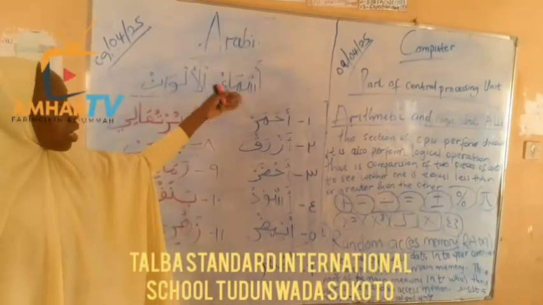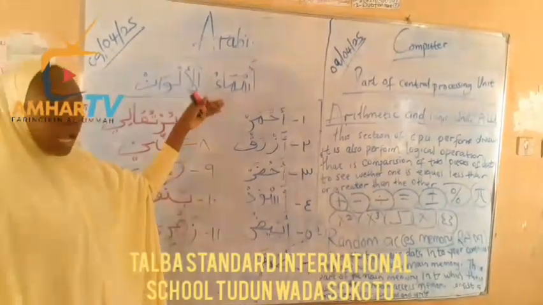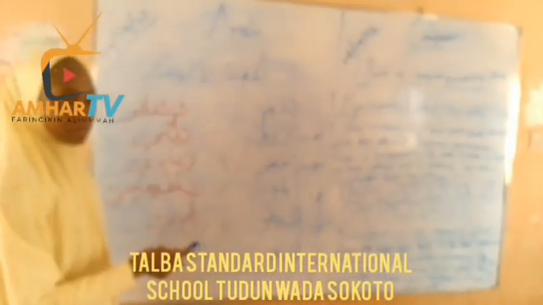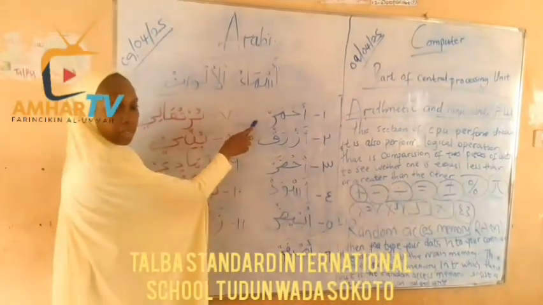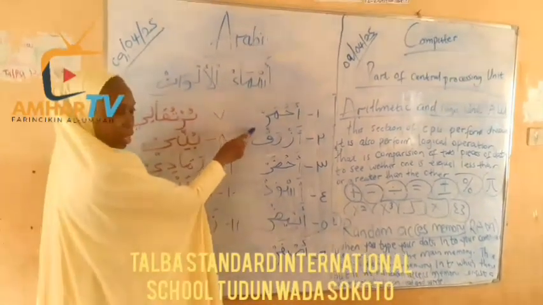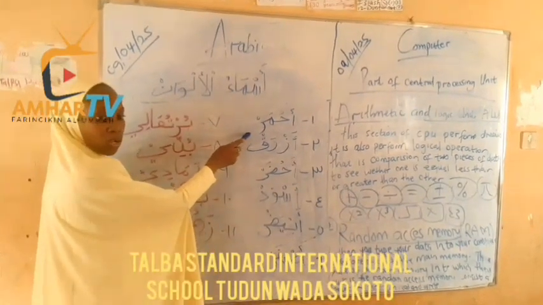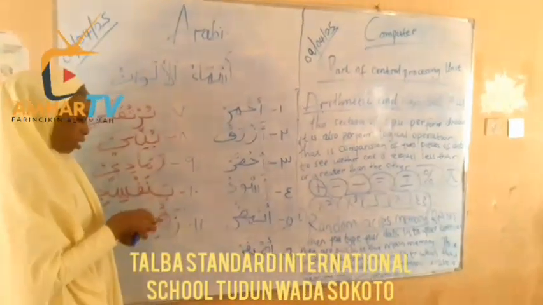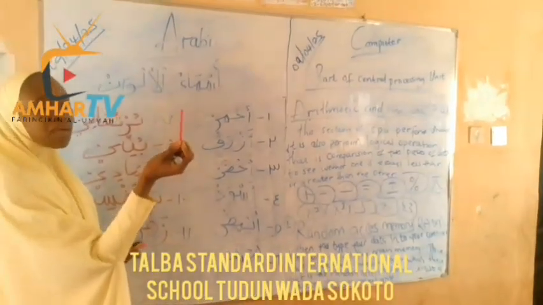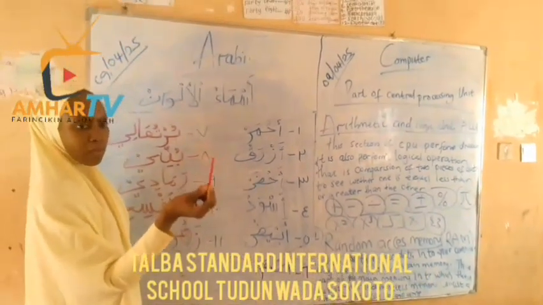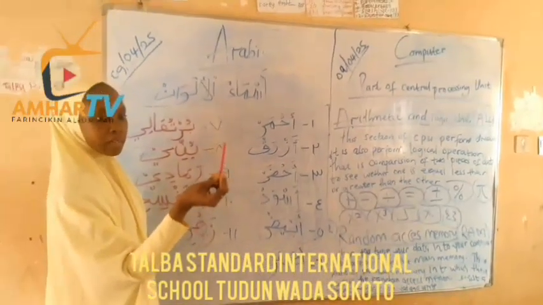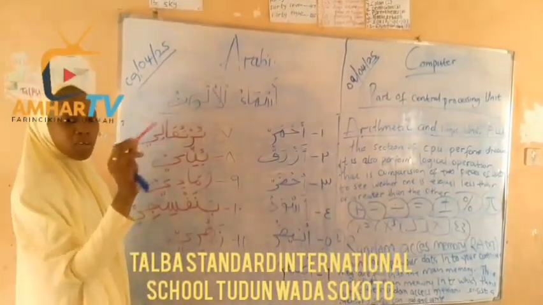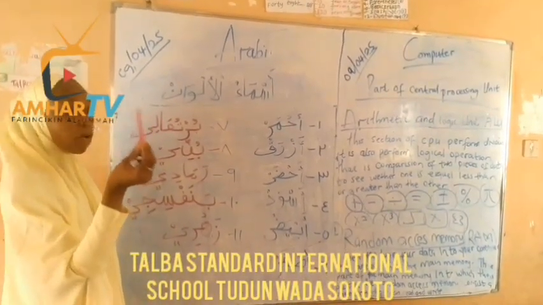Number 1, Ahmar. Read after me. Ahmar. Red color. Here is the red color. Say it again. Ahmar. Red color. In Hausa we call it Jatalako.